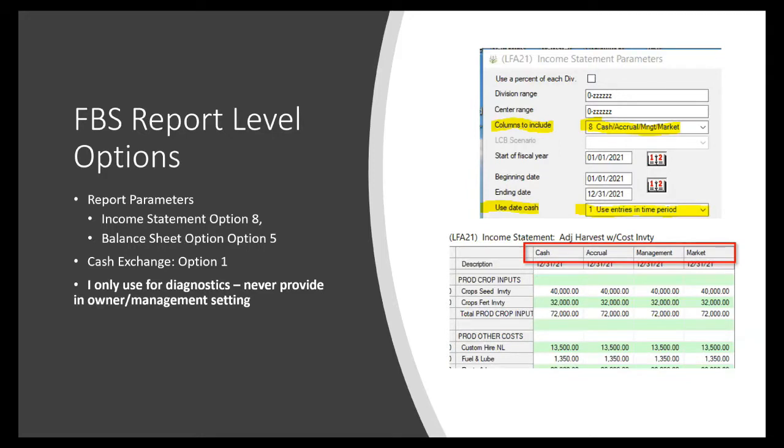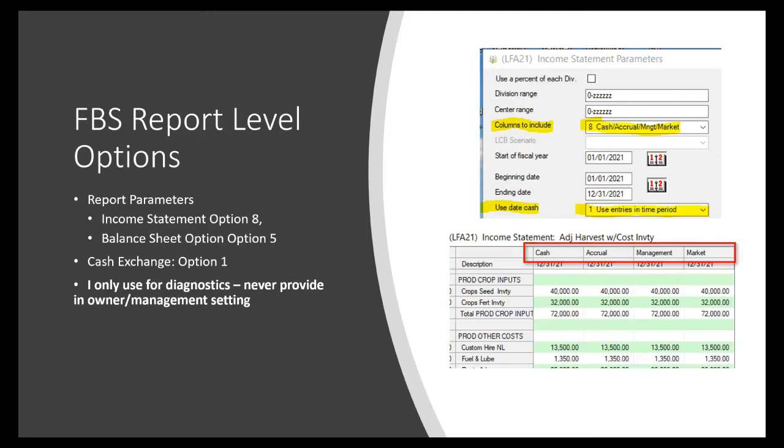So from a reporting perspective, how do we see what's going on at the different levels? On the income statement, it's called option 8, and on the balance sheet, it's option 5. Basically what it does is show the different report levels in columns going across.